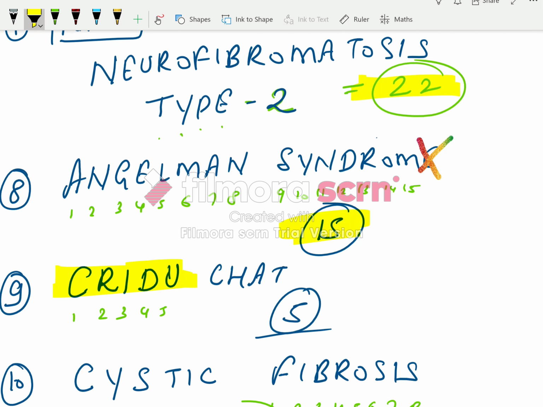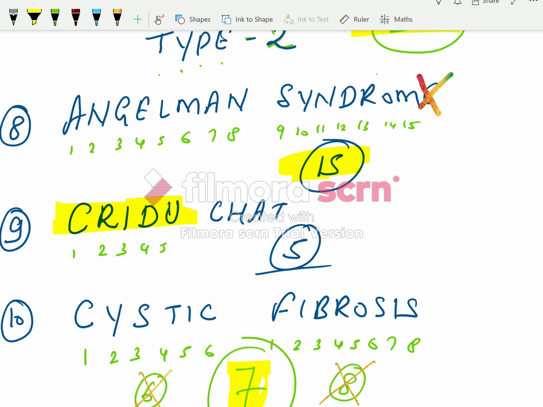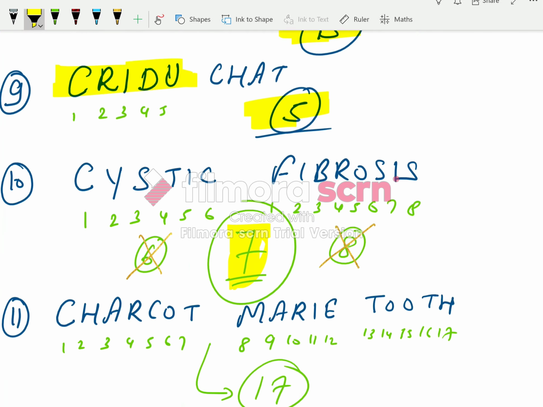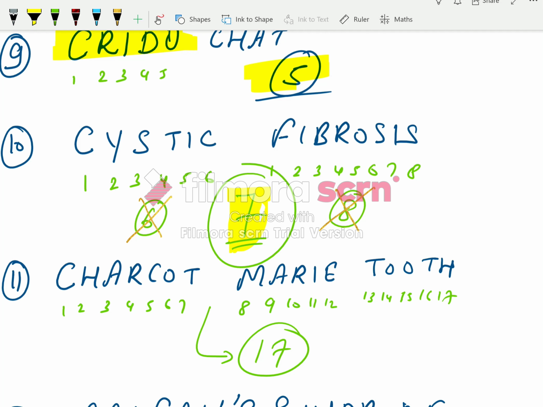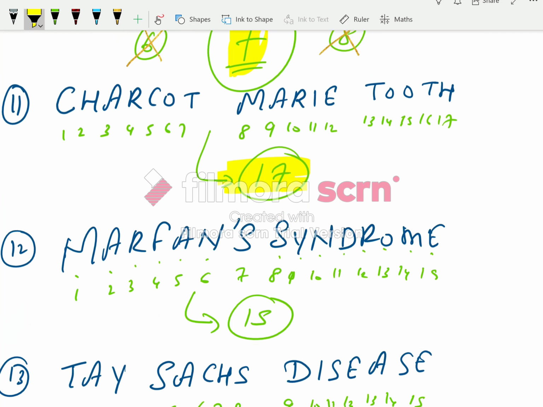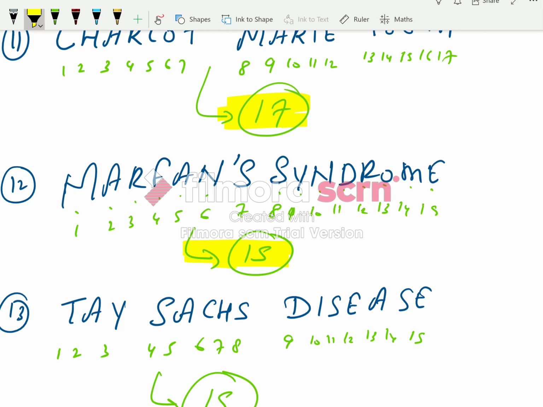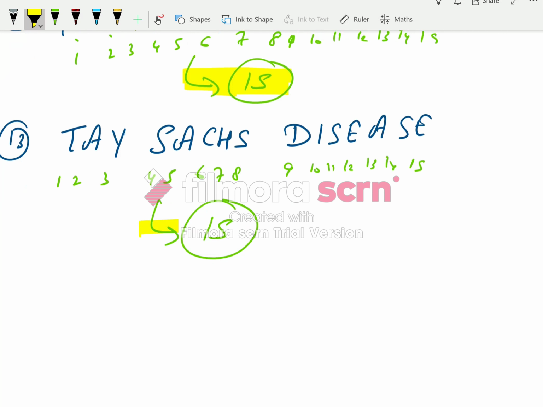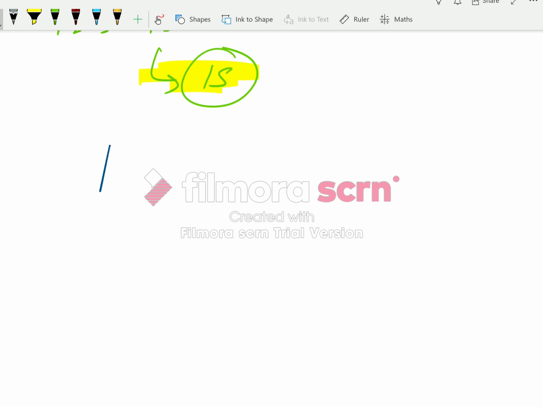Angelman syndrome, 15. There is one more, Prader-Willi. Both Angelman and Prader-Willi are due to defect in genomic imprinting. Cri-du-Chat, chromosome 5. Cystic fibrosis, chromosome 7. Charcot-Marie-Tooth disease, 17. Marfan syndrome, 15. Tay-Sachs disease, again 15. So this is a short, easy way to remember chromosomes.